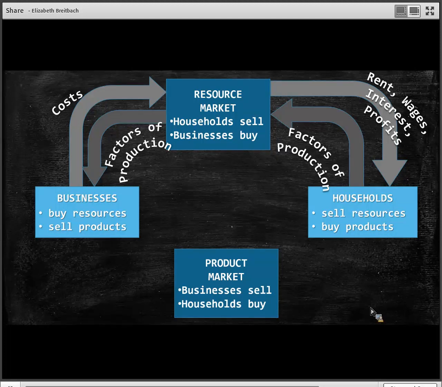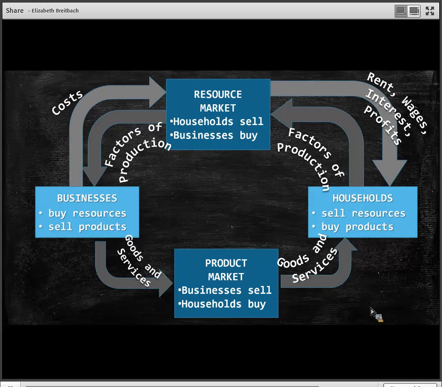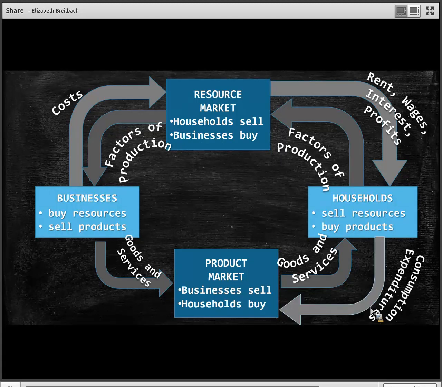All because we want to buy goods and services. And where do those goods and services come from? They come from businesses. So businesses are selling their goods and services to the product market, and then those goods and services are then bought up by the households. What do we call the cost of these goods and services? They're the consumer expenditures. They're the amount that consumers are spending on the goods and services for consumption.